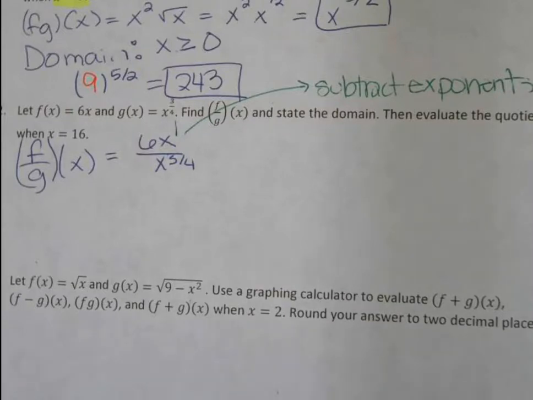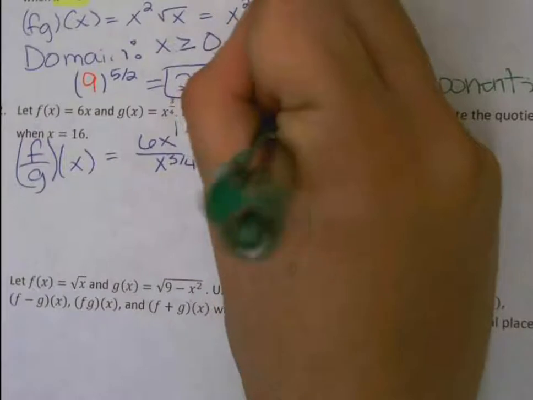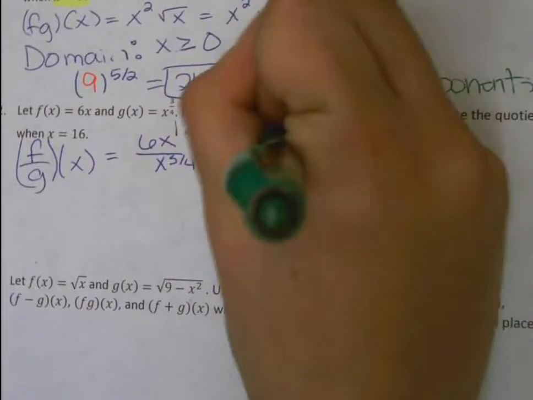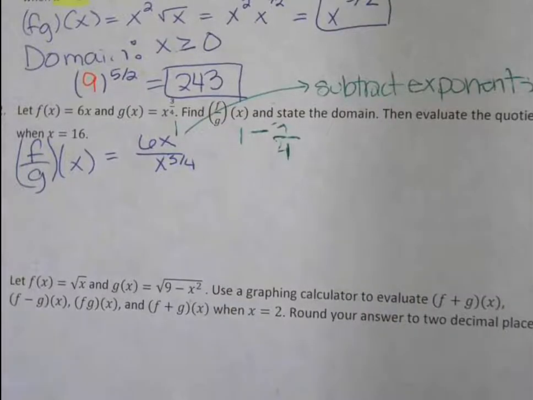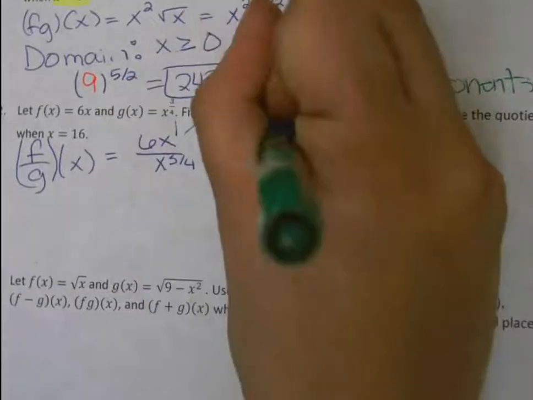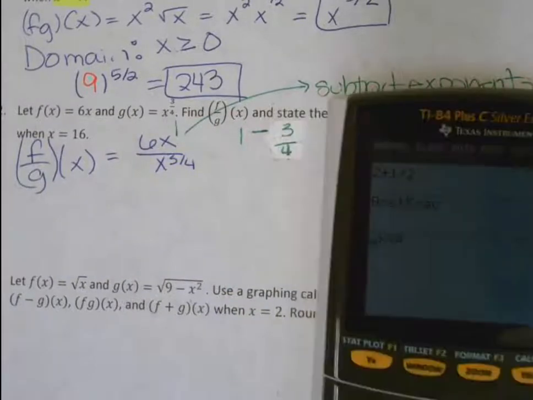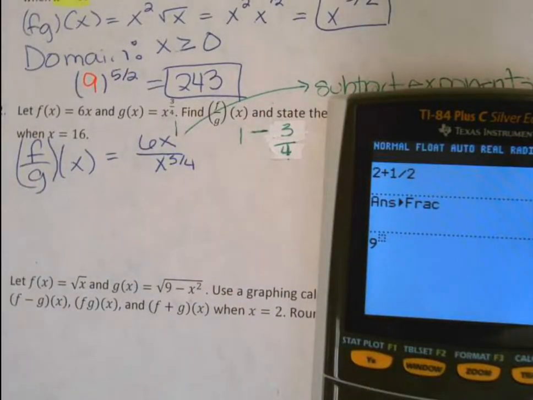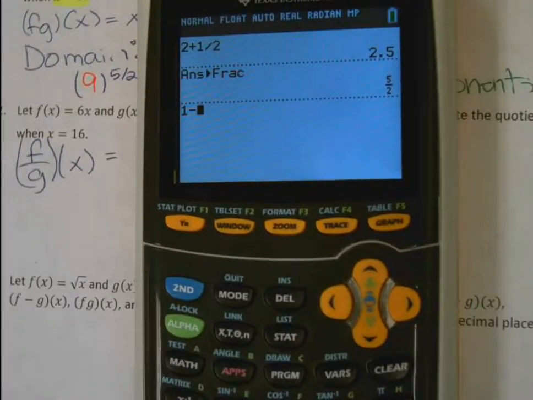Okay, so when I'm dividing, remember I subtract my exponents. Well, no, I have 1 minus 3/4. The x on top has an imaginary 1. I can multiply, or I can type this straight into the calculator. I want it as a fraction. So in the calculator, I'm doing 1 minus 3/4.